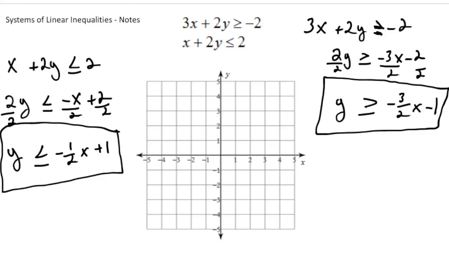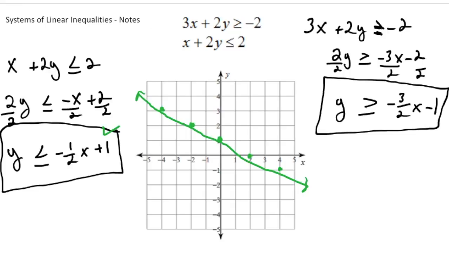I'm going to graph the first one in green, and the second one will be in red. For this one we have a y-intercept of 1 and a negative 1/2 slope. So I'm going to go down 1 to the right 2, down 1 to the right 2, and then I can also go up 1 and left 2, up 1 and left 2. And again, it's going to be a closed line like this.